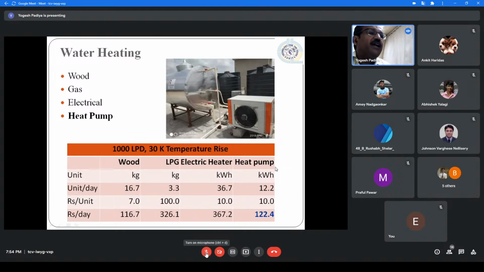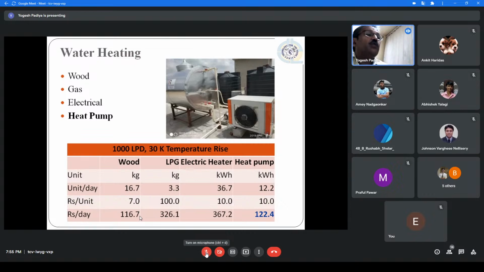What is a heat pump? A heat pump is your normal air conditioner, but where your evaporator is placed into the ambient and the condenser coil is deep in the water. Now, for 1000 liter of water heating per day by a temperature of 30 degree Kelvin, if you use wood as a fuel, you may require 16.7 kg of wood per day. If the wood costs 7 rupees per kg, then your expenditure per day for this much water is hardly 116 rupees point 7 per day.